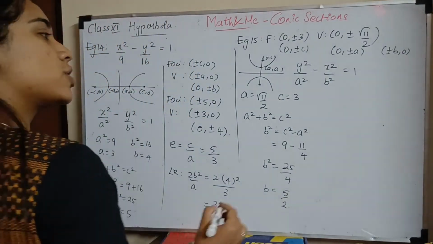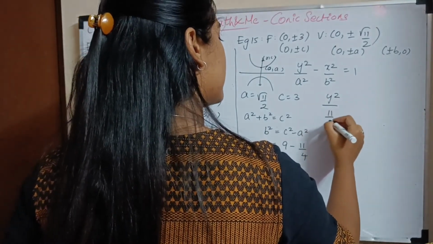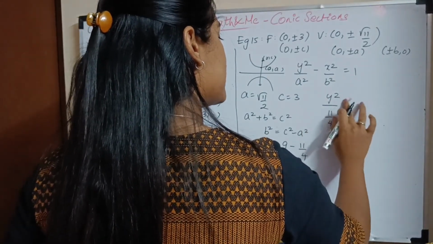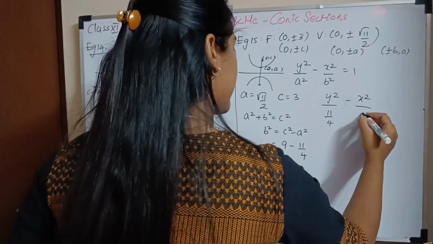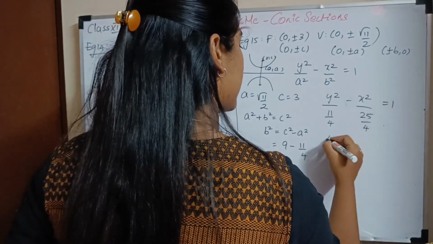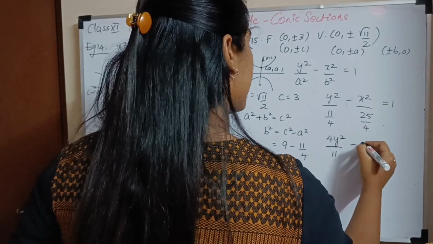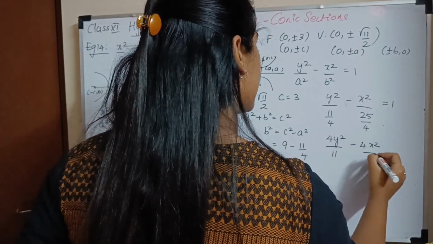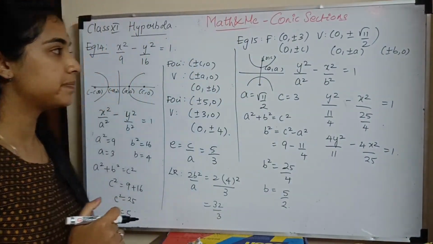So how does my equation look? y square divided by 11 by 4 minus x square divided by 5 by 2 the whole square, which is 25 by 4, equals 1. When I take the 4 to the numerator, I have 4y square by 11 minus 4x square divided by 25 equals 1. So this is my equation. Okay.